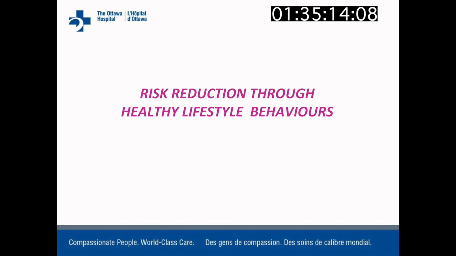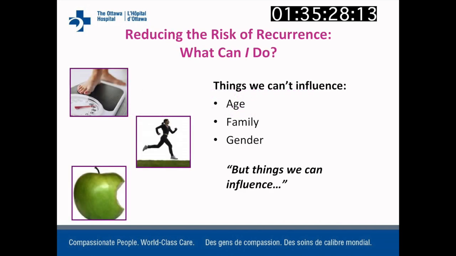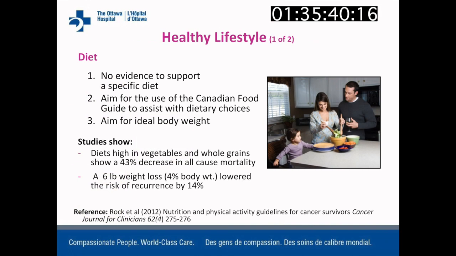We've talked about the fear of recurrence, but I'd like to switch gears now and talk a little bit about the things that we can do to influence outcomes and help reduce the risk not only of recurrence, but of our side effects, and generally improve our overall health. As I've noted here, there are some things that we can't change, like our age, our family makeup, our gender, but there are some things that we can do for our overall health.